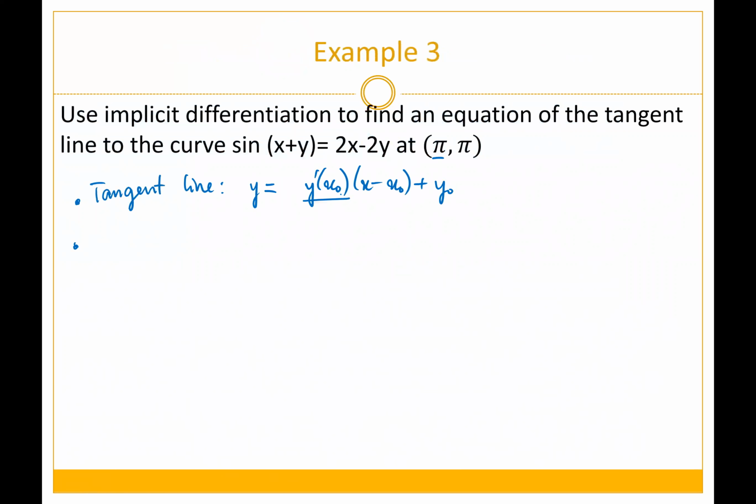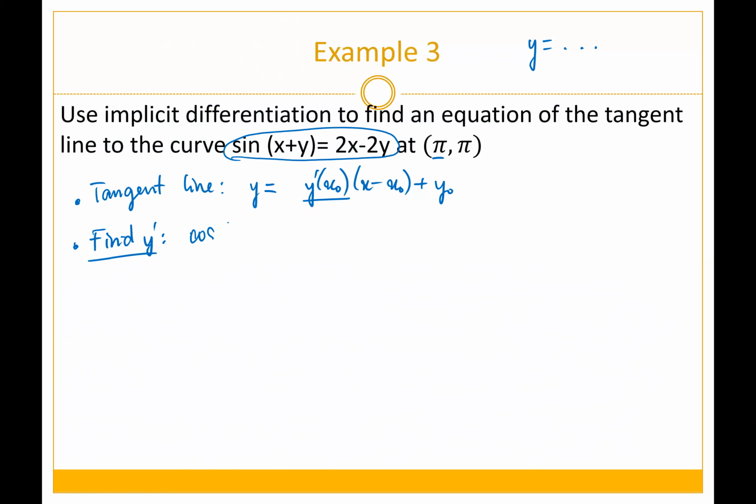Now, all we have left is y prime at pi, so we have to find y prime first, so that you can plug pi in. Given this function, obviously you cannot just write y equals something of x, because you have sine here as a trig function and you have a polynomial, so it's very complicated and there's almost no way I can think of to separate them. So we have to use implicit differentiation.